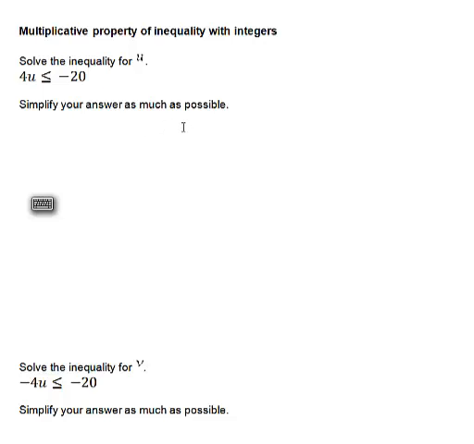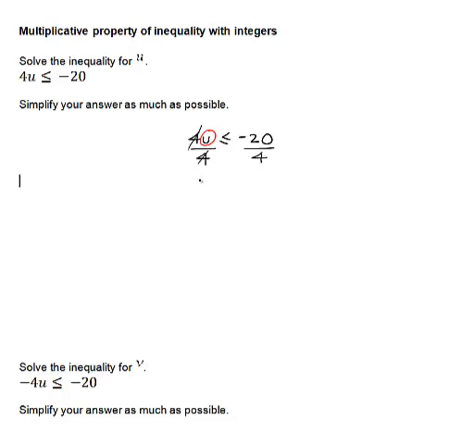So here's my first inequality, and I have 4u is less than or equal to negative 20. And again, I'm solving for u. So just like with an equation, since I'm multiplying u by 4, I need to divide u by 4. I do need to divide 4u by 4, so I need to divide the other side by 4 as well.